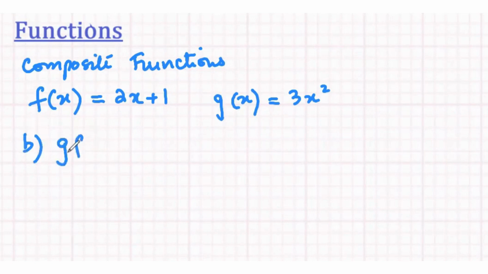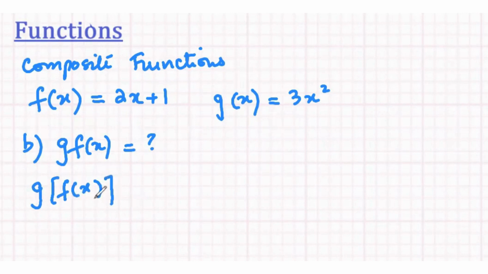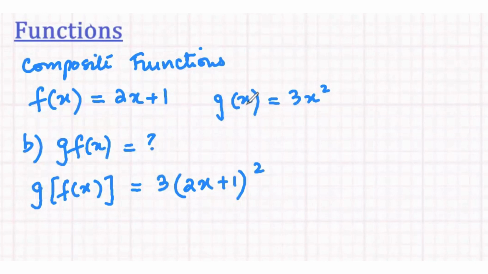Let's say they're asking us to find g of f of x now. So for g of f of x, what we'll do is, now we'll assume that f of x is the domain of g of x, which means we're going to replace the x of g of x with 2x plus 1. And the entire thing becomes squared. If you compare g of x with g of f of x, we can see that x is replaced by f of x now, and x gets replaced by 2x plus 1, which is the value of f of x.